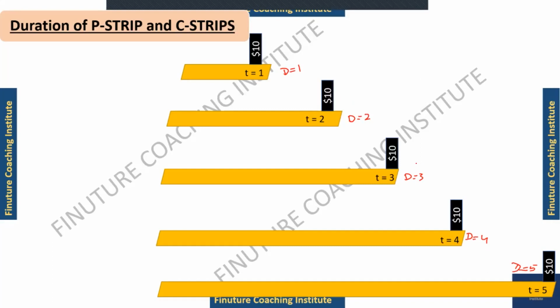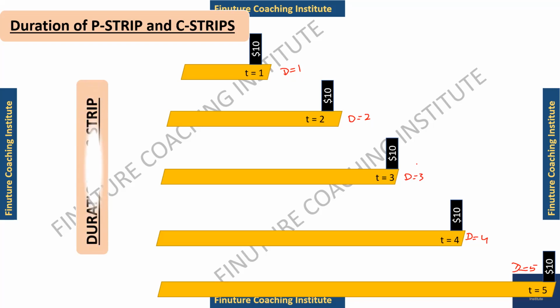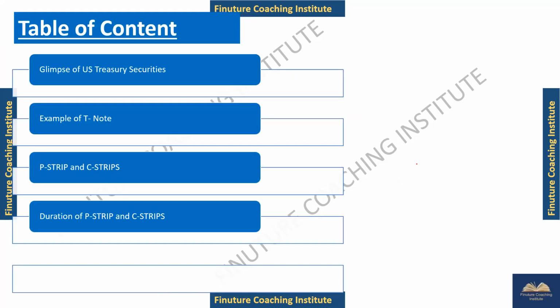So key observation: P strips and C strips, being zero coupon bonds, their duration will be equal to the maturity of that particular security. Very important point. With the help of this key statement, we'll solve the next question. So this was the duration of C strip. So let's have a look at the question to test our understanding.